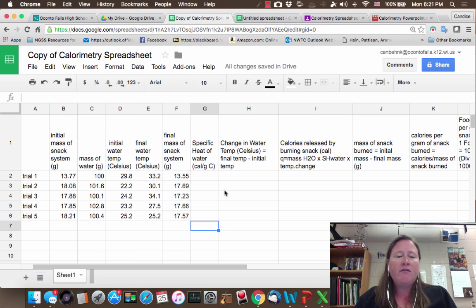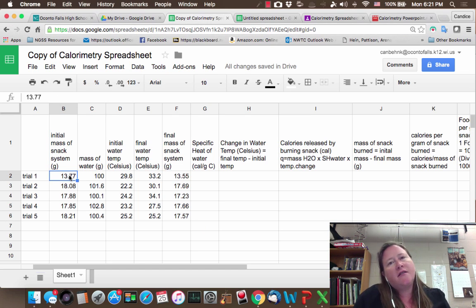So what you see here is a collection of data from our recent calorimetry lab. This is the data that was collected in the lab when we burned a snack, whether it was a cashew or a Cheeto or a honey roasted peanut. At the time that this video is being made, those were the snacks that students did.